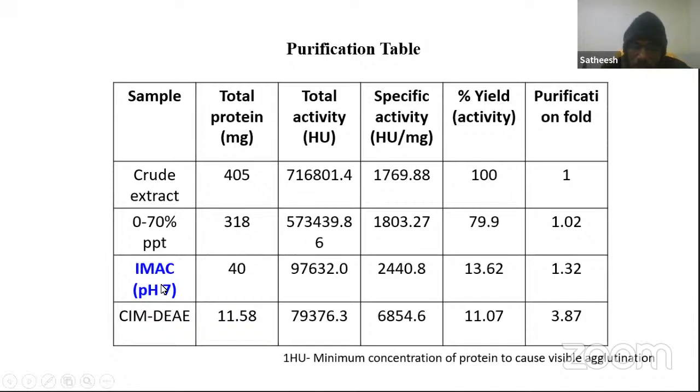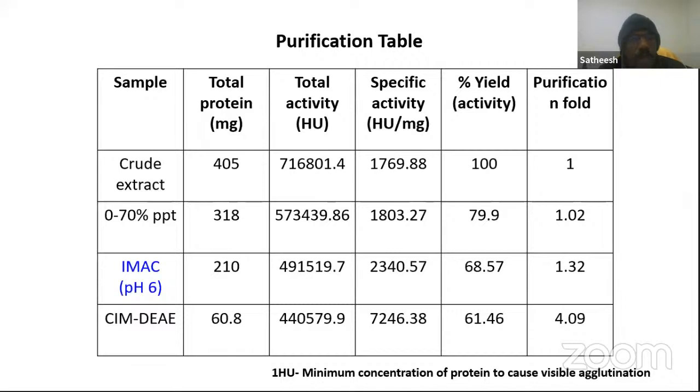In the same way, for IMAC pH 7 and SIM-DEA, the specific activity is getting increased, while the total activity is getting decreased, but the specific activity is very important. The percentage yield of activity is also getting reduced, and the purification fold is getting increased. This is how you represent a normal protein purification procedure. You take all these different factors into consideration and make a purification table. This is the purification table for one fraction, and this is the purification table for the other fraction.